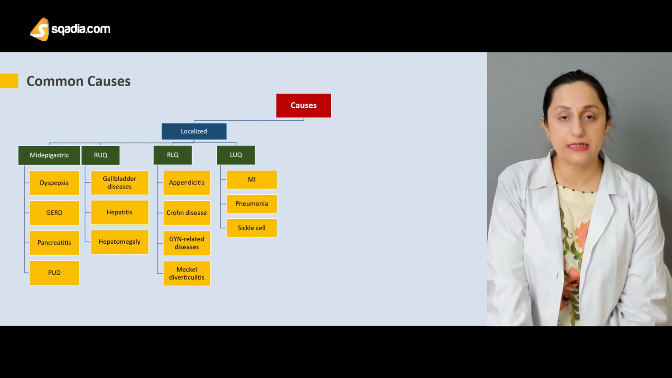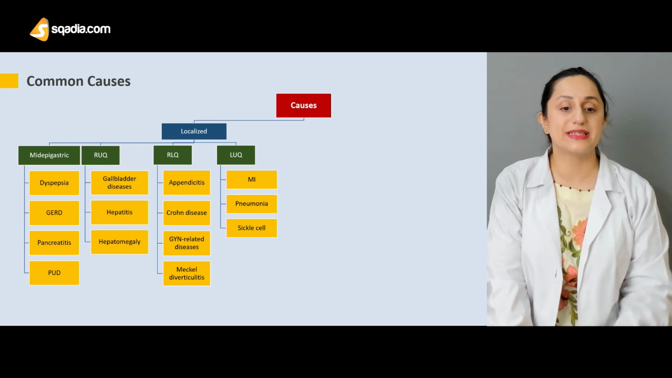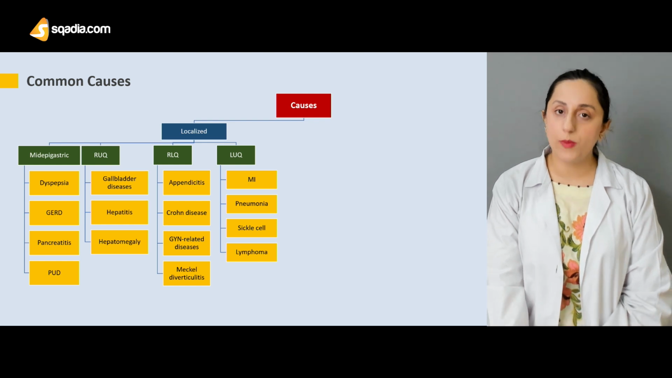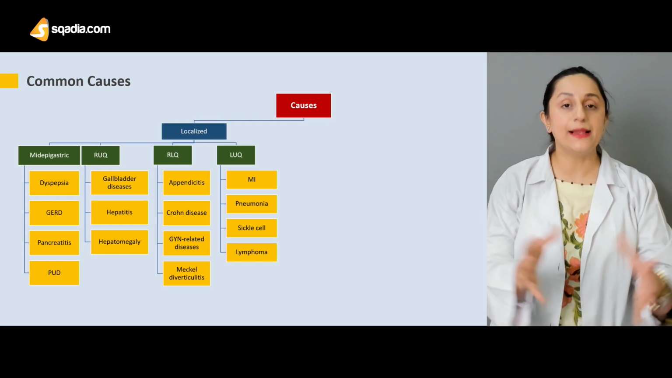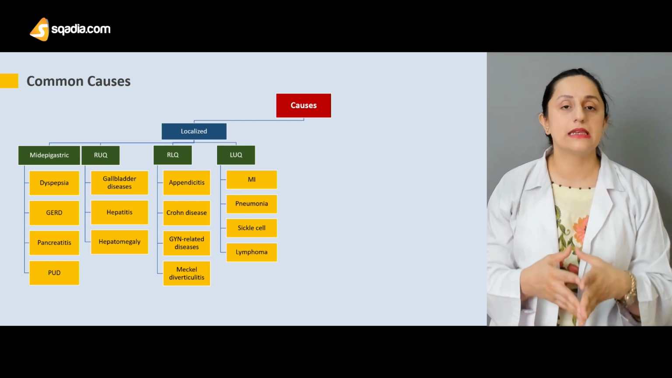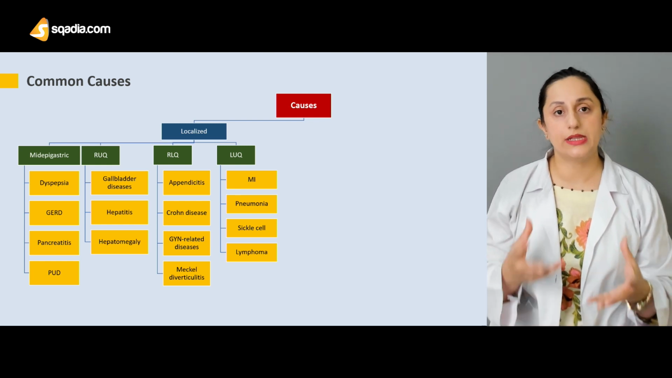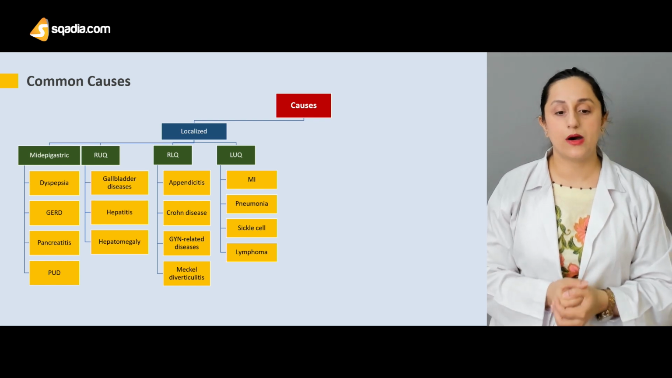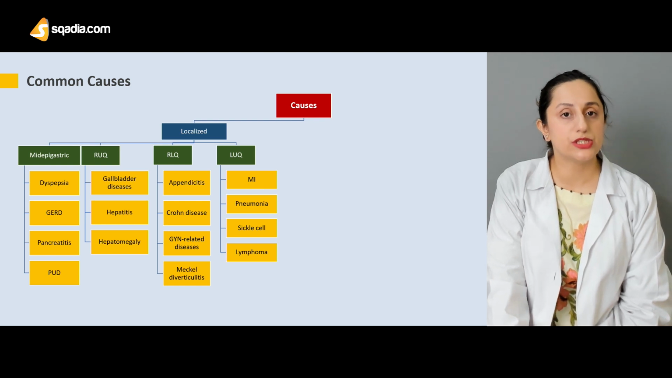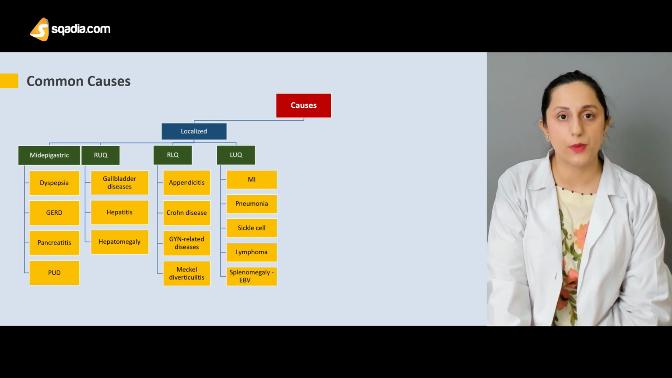Then we have sickle cell anemia. It's again one of the blood dyscrasias that is present particularly in children, and that could even present with left upper quadrant pain. Lymphomas may be present, and sometimes there are palpable lymph nodes. They're basically benign enlargements of the lymph nodes. Although they are benign, they can have the symptomatology of abdominal pain, more often a generalized abdominal pain.